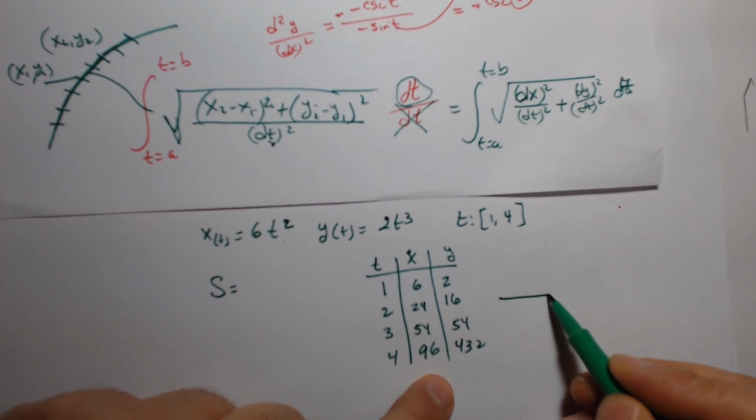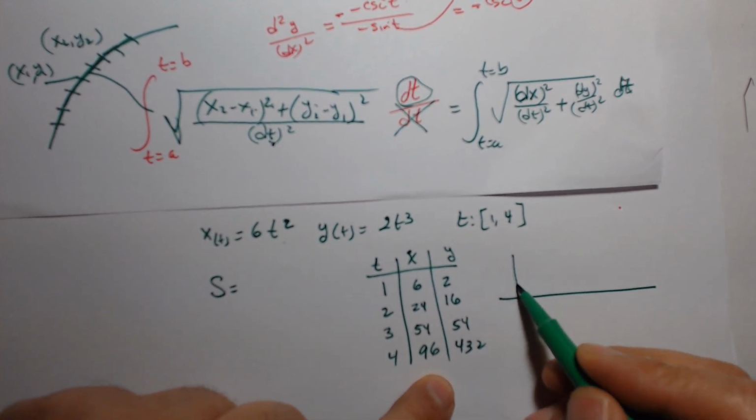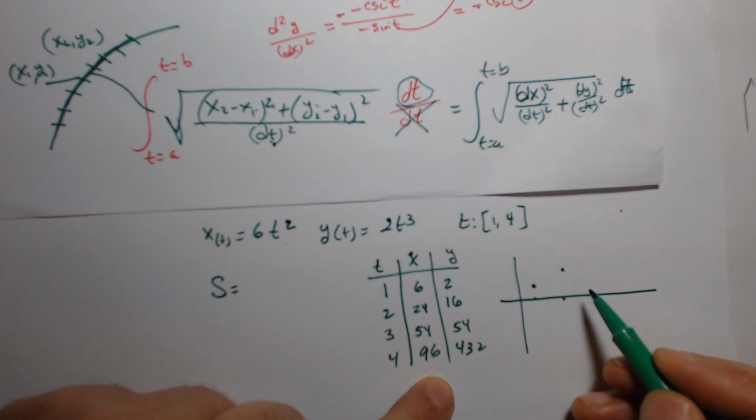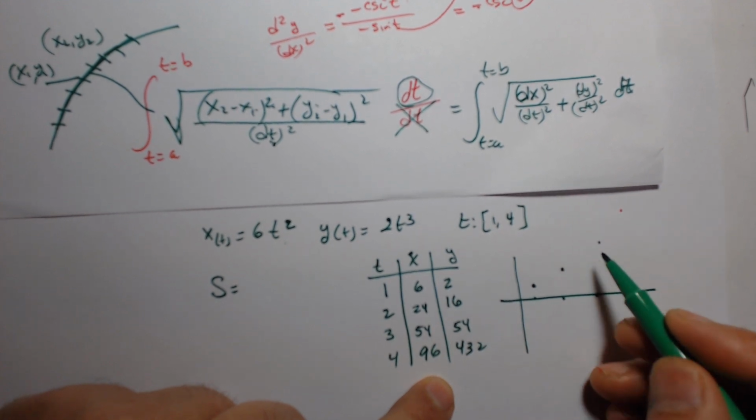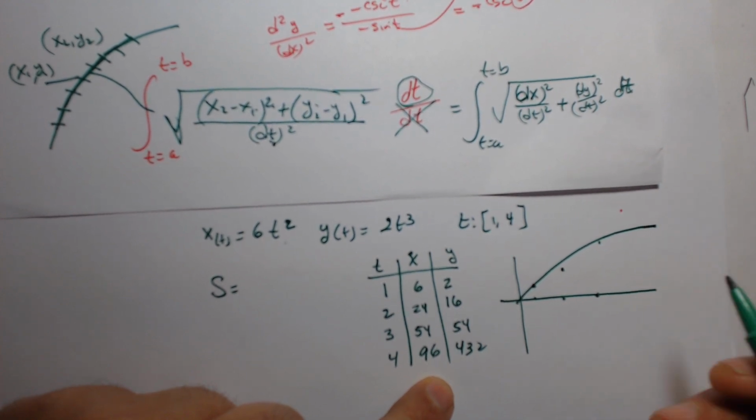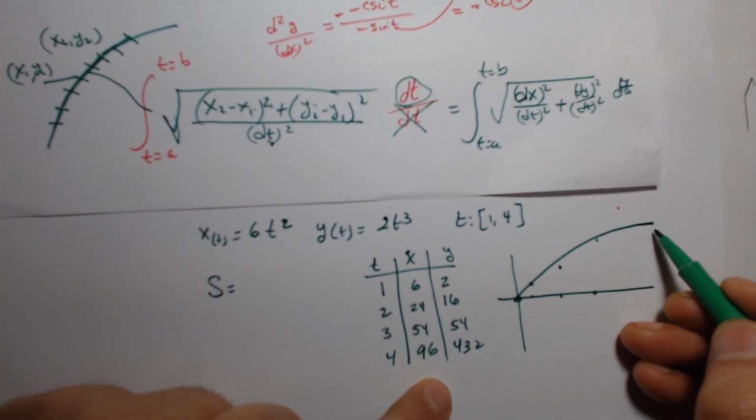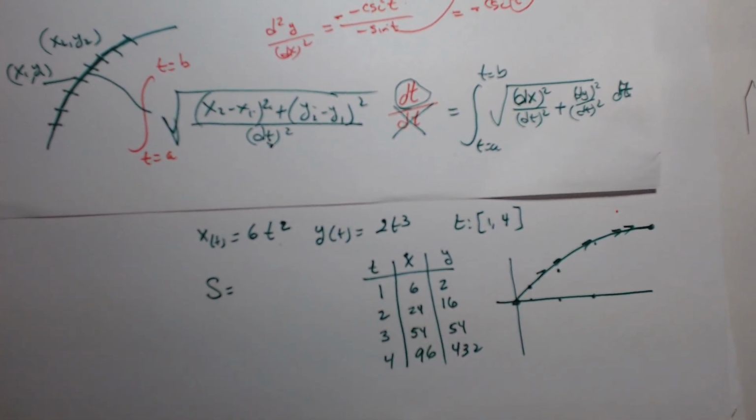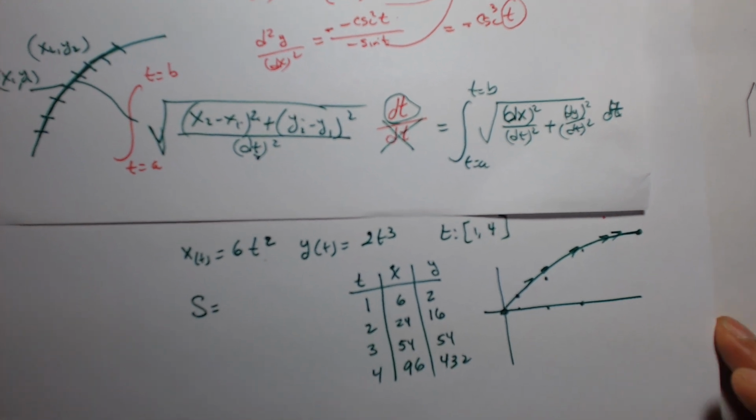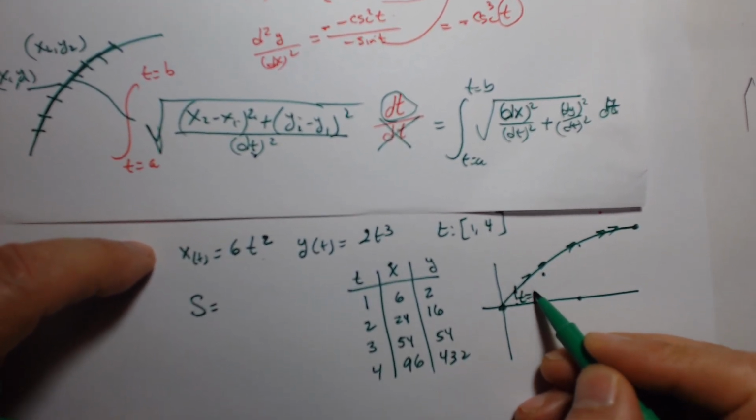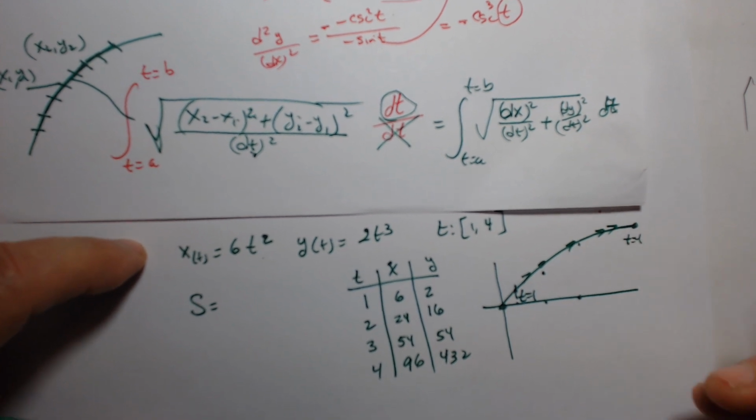Those numbers are a little bit huge, but you have 6 and 2, 24 and 16, 54 and 54, and you see my path is something like that. If it's 0, I get 0, 0, and that's pretty much my path. With my orientation, I hope everything I did is right, but you can assume this is right. And I want to know the arc length from t equal to 1 to t equal to 4.